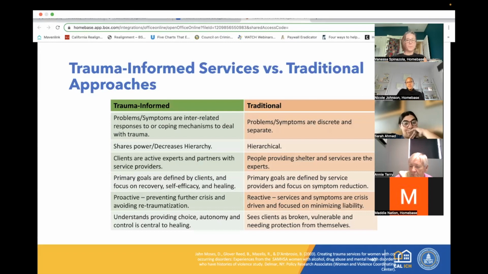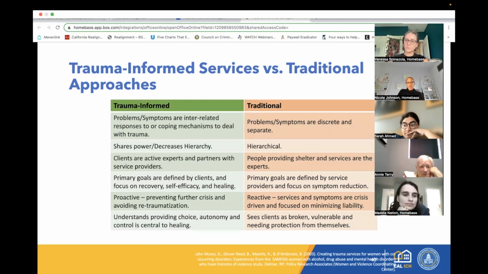So again, this is just a graphic comparing some of the differences between trauma-informed services and a more traditional approach that wouldn't take into account someone's experiences with trauma. For example, a trauma-informed care approach would say that problems or symptoms are interrelated responses to, or coping mechanisms to deal with, trauma. So again, taking the example of the person who apparently seems to not want to take any help, the traditional approach would say that this problem is separate. It has nothing to do with their trauma. They just don't want to participate in these services, so they must not need or want our help.